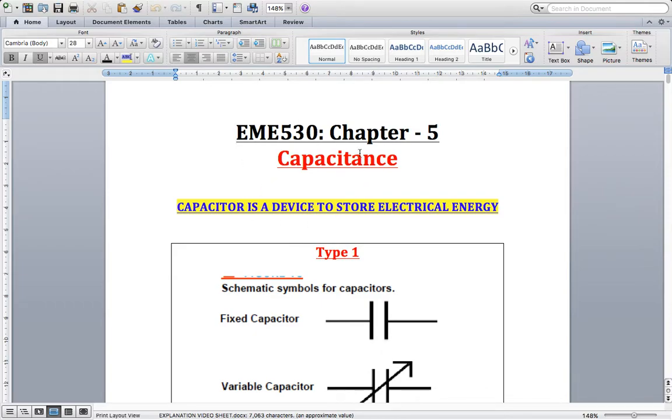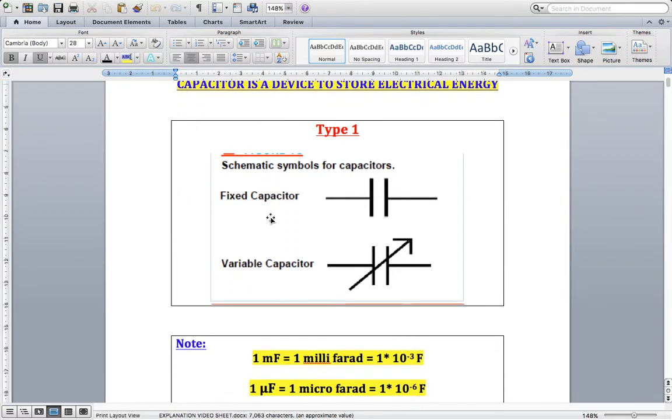So this whole chapter is about capacitors and their problems. Let's move on to the type 1 question. This is one of the common types of question in the end of the term exam. They will give you the picture or the symbol of a capacitor, either this or this, and they will ask you which type of capacitor this one is.